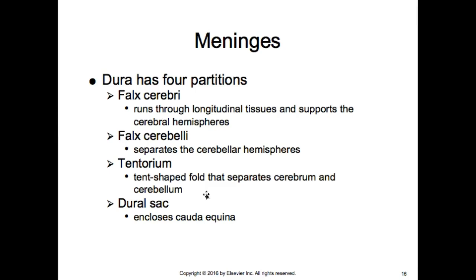The falx cerebri runs through the longitudinal fissure and supports the cerebral hemispheres. It runs right down the middle in that longitudinal fissure. The falx cerebelli separates the cerebellar hemispheres. The tentorium is easy to remember because it's tent-shaped, and it goes around the cerebellum to separate the cerebrum from the cerebellum. There's the dural sac, which encloses the cauda equina.